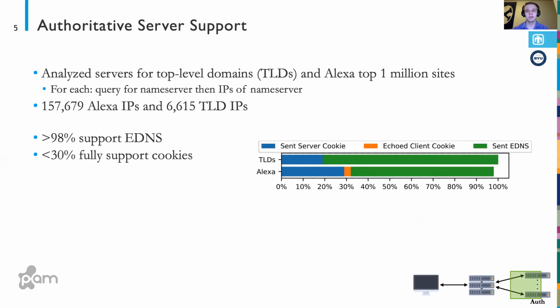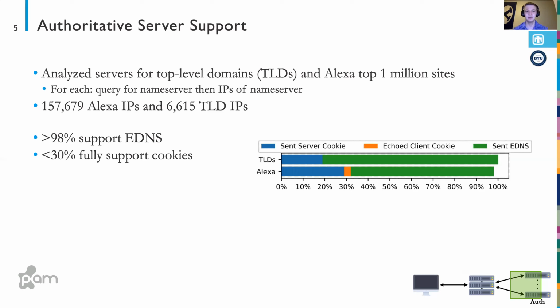So the first thing we wanted to do was to see how many clients and servers out there are using cookies right now. To start, we're going to look at authoritative servers, and I have a little map in the bottom right for all the rest of these slides because we'll be jumping around in DNS a lot, so that can help you keep track. For authoritative servers, we had our client query the servers for all of the TLDs, as well as all of the top 1 million Alexa sites.